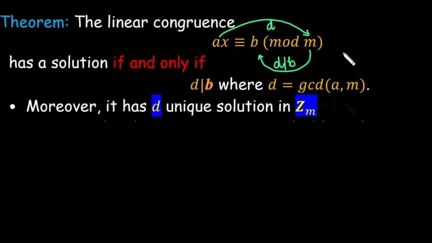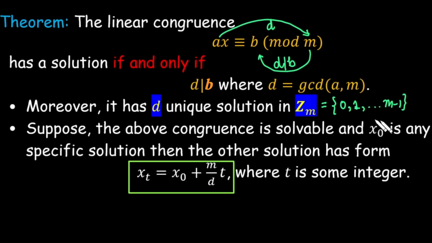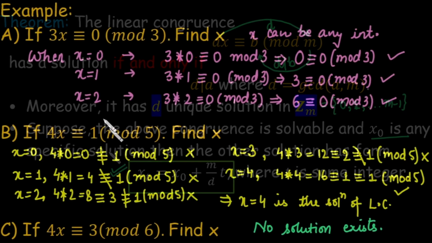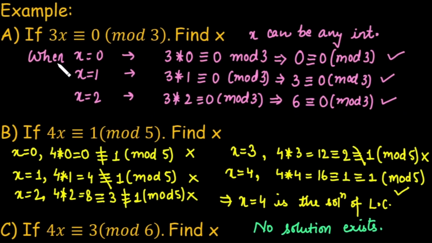Now what is Zm? Zm is the collection of non-negative integers less than m, that is, up to m minus 1. Also note that if any one solution exists and we have specified it, the other solutions can be easily calculated with the help of this expression. Now back to the previous three examples.